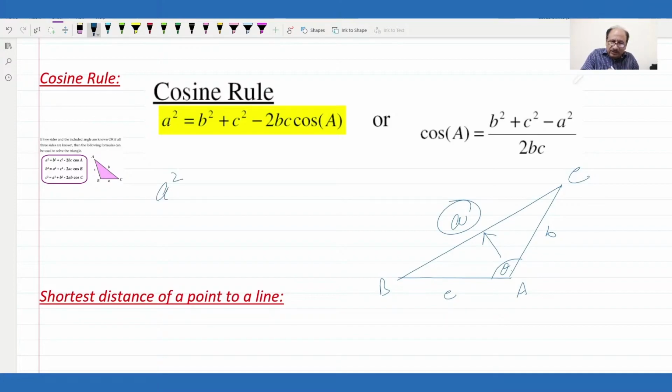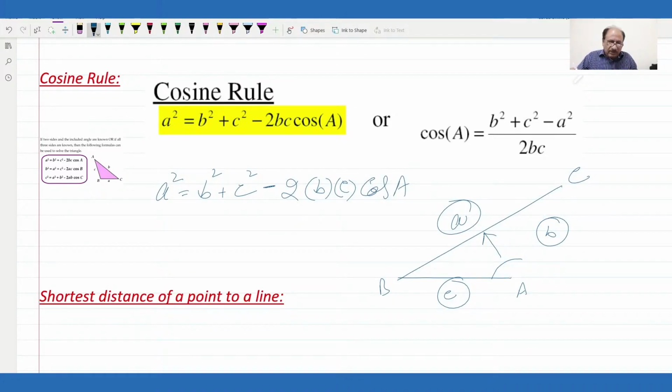So we can write A square is equal to B square plus C square, the other two sides squared, minus 2 into B into C and cos of this angle, which is theta. So cos theta, or you can write cos A if you are taking this angle as A. So this is basically the cosine rule, which you can write in different formats also.